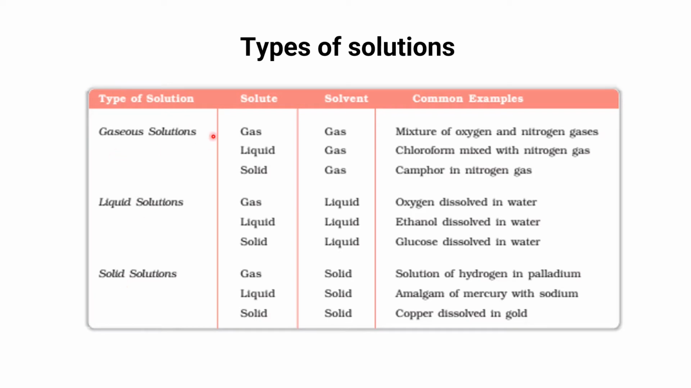In the gaseous solutions, the solvent is a gas, but a solute can be gas, liquid or solid. The example of gas in a gas is a mixture of oxygen and nitrogen gases. Liquid in a gas is chloroform mixed with nitrogen gas, and the solid in gas is camphor in nitrogen gas.